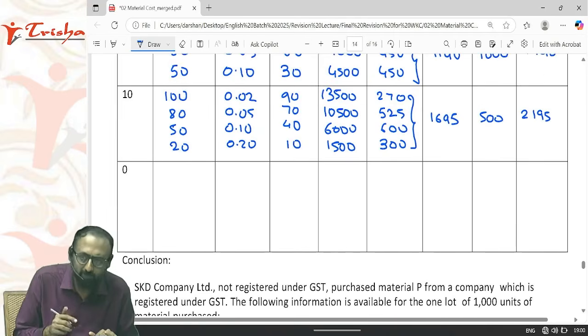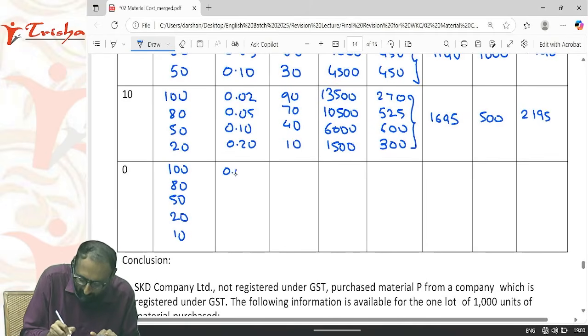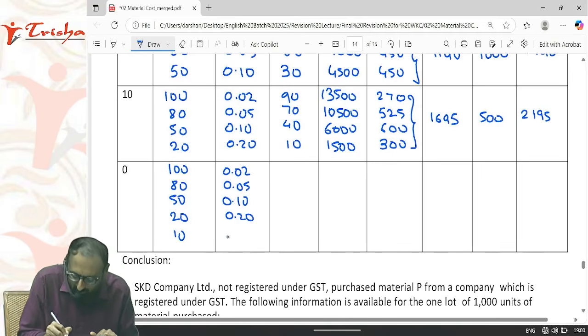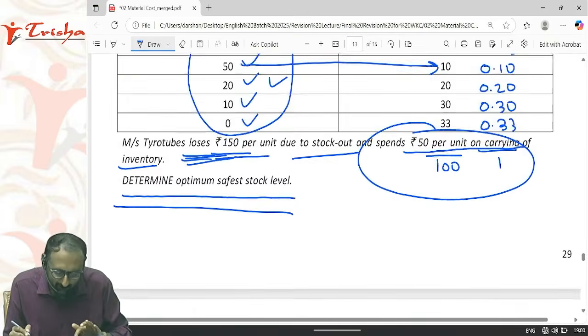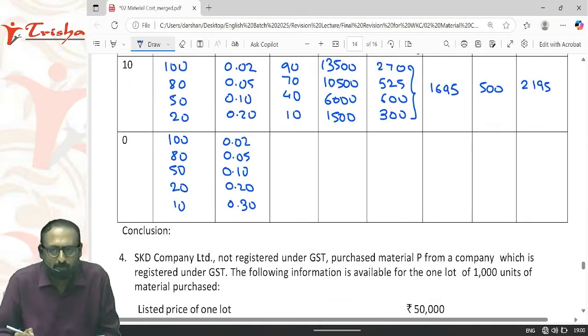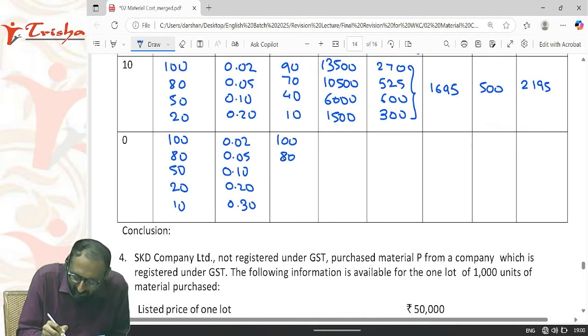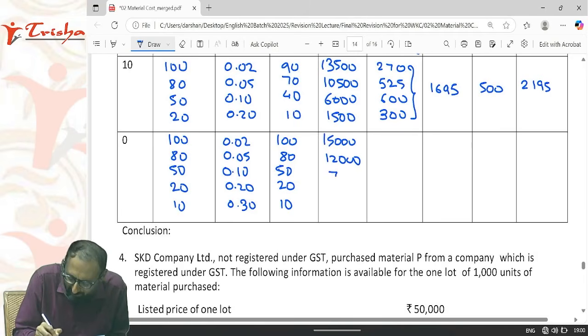With 0 safety stock, when will you be in a stock out? 100, 80, 50, 20, 10. Probability 0.02, 0.05, 0.10, 0.20, and for 10 it is 30%, 0.30. How much will be my stock out units? All, because no safety stock will be there. 100, 80, 50, 20, 10. Stock out cost, is it 15,000? Is it 12,000? Is it 7,500? Is it 3,000? Is it 1,500?